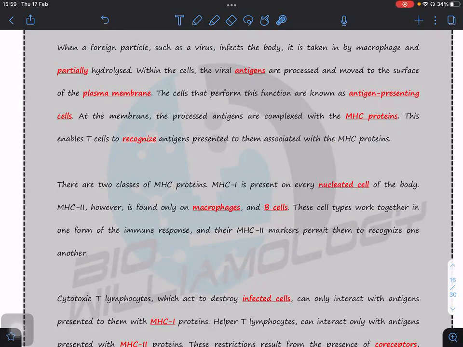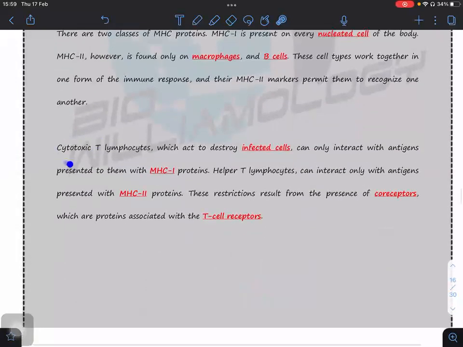So it means that if you present it with MHC class 2, then it will be recognized by helper T cells. If you present it with MHC class 1, then the cytotoxic T cell will be able to recognize it. So there are two classes of MHC protein. One is MHC class 1, which is present on every nucleated cell. Almost all the cells will have it. MHC class 2 is only found on macrophages and B cells, so very specific. These cell types work together in one form of immune response, and the MHC class 2 marker permits them to recognize one another. So first we talk about cytotoxic T cells.